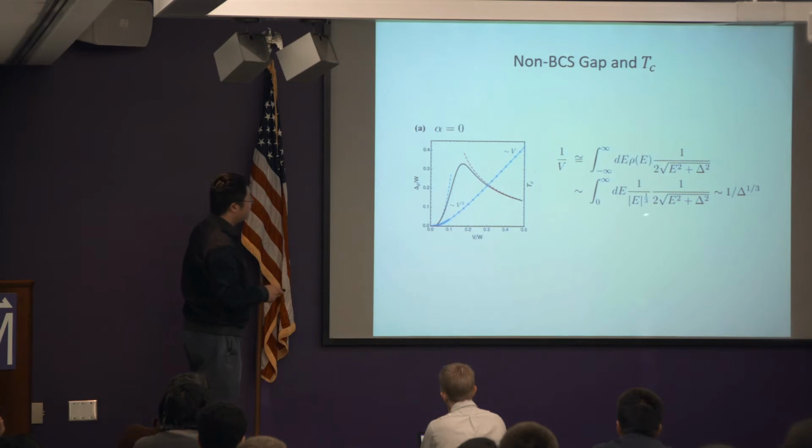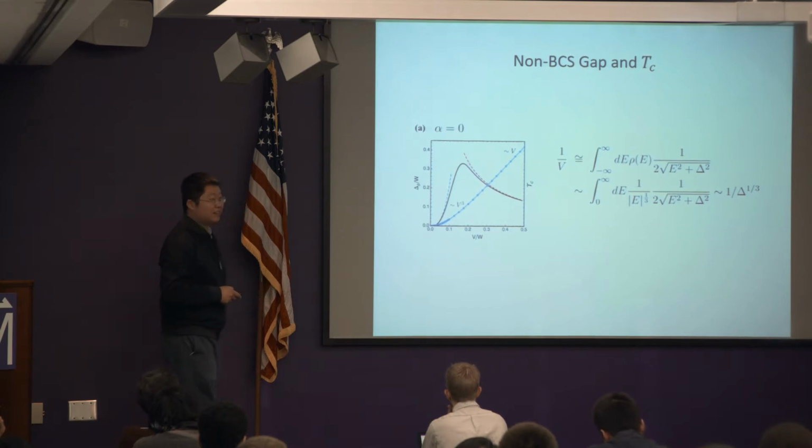Okay. And also, if you look at the transition temperature TC, again, it first increases with interaction strength in the BCS limit, but then in the BEC limit, it goes down again. So this is all coming from the power law divergent density of states.